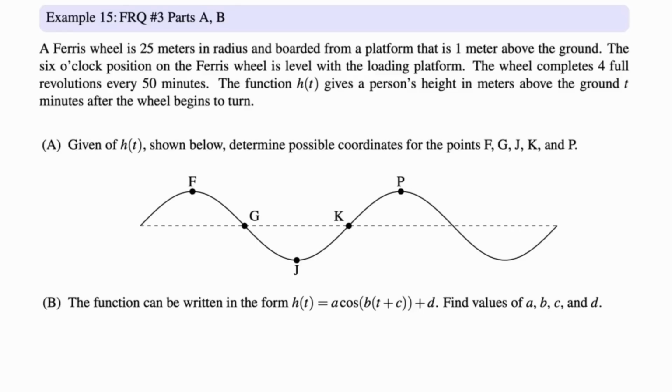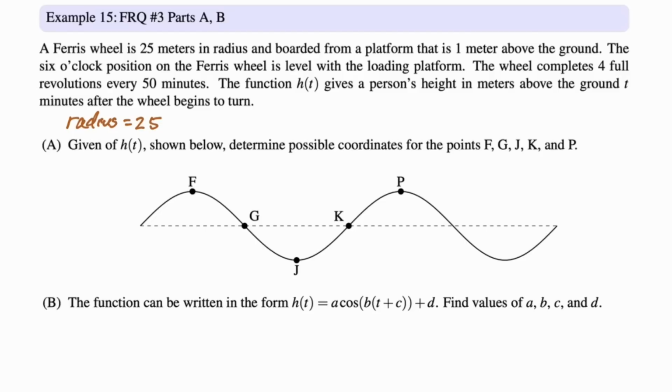t minutes after the wheel begins to turn. So again, it's the same thing every time. You're going to be given this and this graph and asked for the 5 points. So that comes down to reading the problem and figuring out what's going on. The radius is 25 meters. That's given to us. They could have said the diameter is 50 meters, and we would have to just figure out the radius. I don't think they would do that to you, but maybe they would.